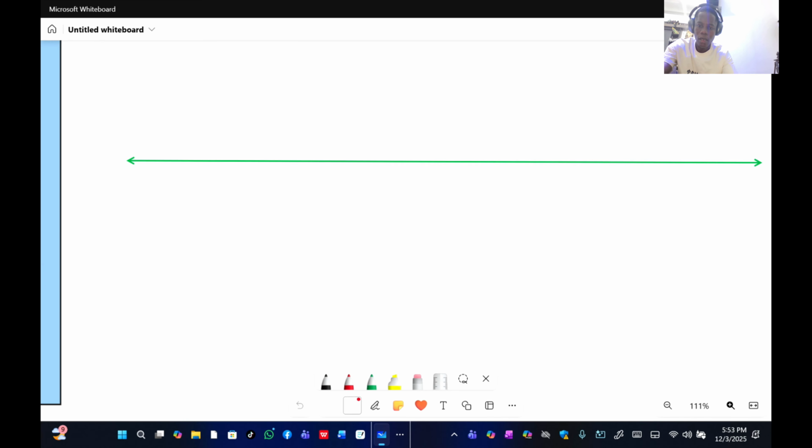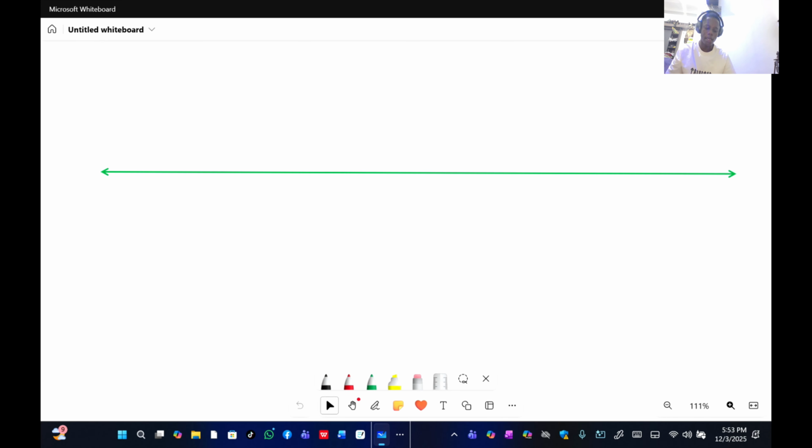So let us use our number line. Here we can see that we have our number line. Let us indicate our 0 here, and this side will be our negative infinity, and this side will be our positive infinity. Let me write it well. All right, so we have our negative and our positive infinity.